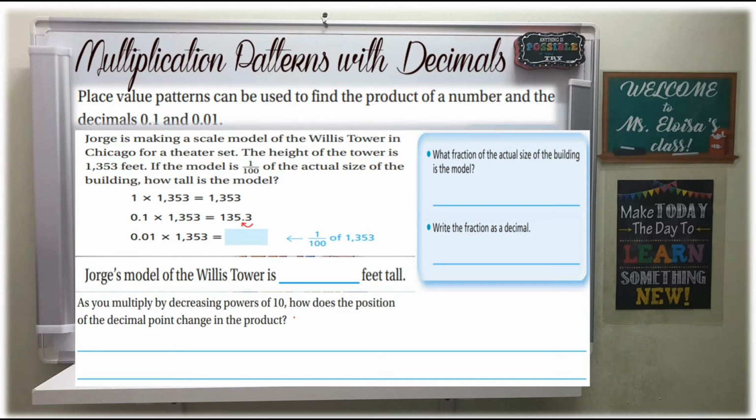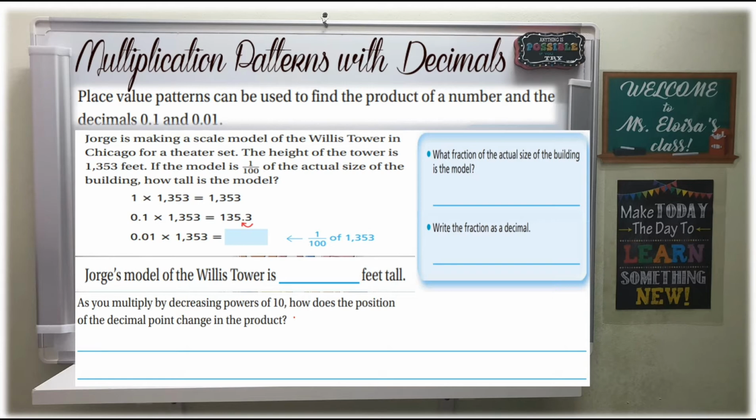Let us have this problem. George is making a scale model of the Willis Tower in Chicago for a theater set. The height of the tower is 1,353 feet. If the model is 1/100th of the actual size of the building, how tall is the model?